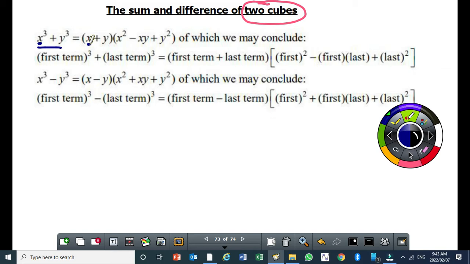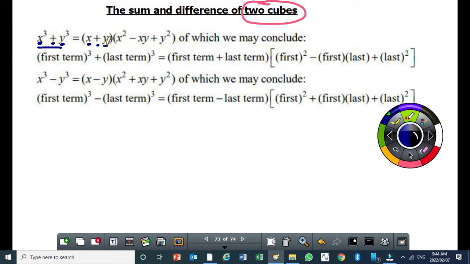To get the first binomial factor, you find the cube root of the first term of the original expression, you get x. Since there is a plus here, you also put a plus there. Then find the cube root of y cubed, it's a y. Okay? That will be your first factor, which is a binomial.